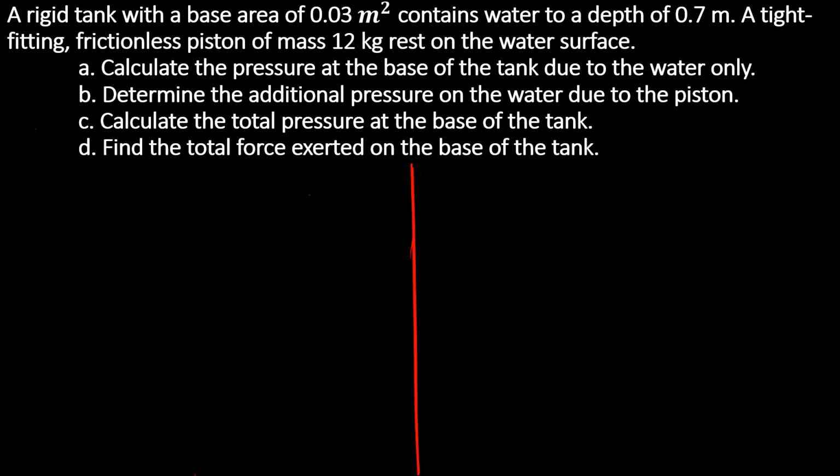A rigid tank with a base area of 0.03 square meters contains water to a depth of 0.7 meters. A tight-fitting frictionless piston of mass 12 kilograms rests on the water surface. A. Calculate the pressure at the base of the tank due to the water only.